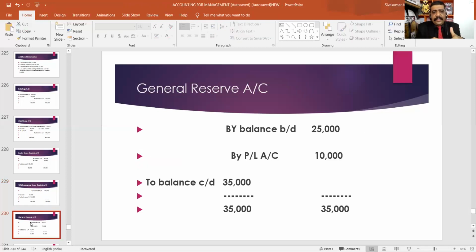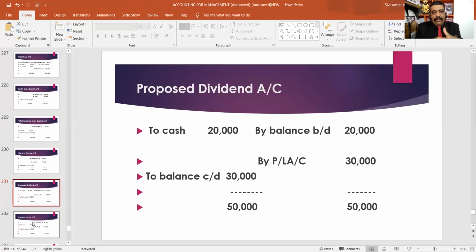Then the general reserve account: opening balance on the credit side, closing balance on the debit side. Then there's a balance of 10,000, to be shown as by profit and loss account. Then the proposed dividend account: opening balance on the credit side, closing balance on the debit side. There is no information about dividend paid in the current year. Therefore, you have to show the opening balance as dividend paid on the debit side, to be shown as to cash 20,000. Then please balance it. Then you will get by profit and loss account on the credit side, that is 30,000.